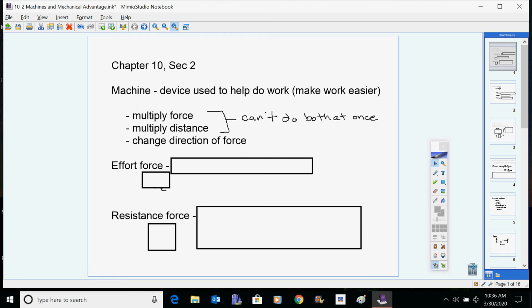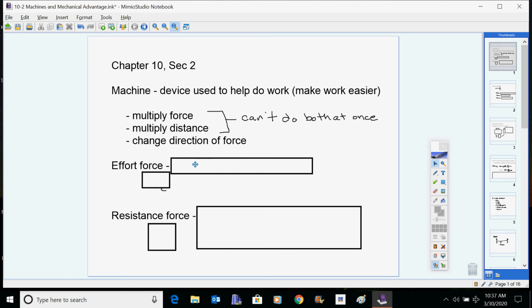Now, direction can be changed at any time, but you can't both multiply force and distance at the same time. One can happen or the other can happen, but not both. So this leads us to discussing what these forces are, and also how they look in an equation or an expression to help us figure out what kind of an advantage there is to doing these things.